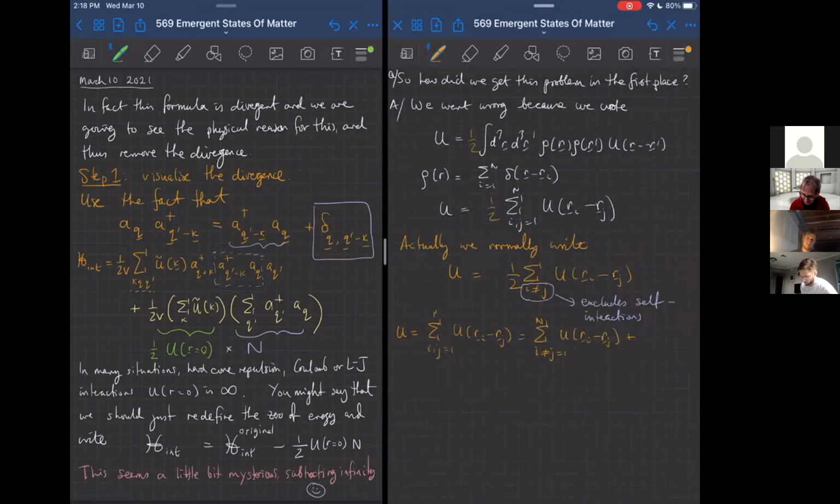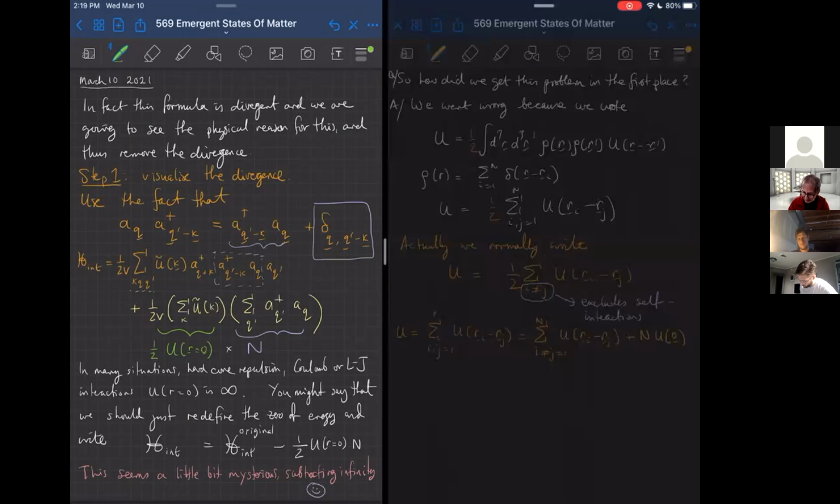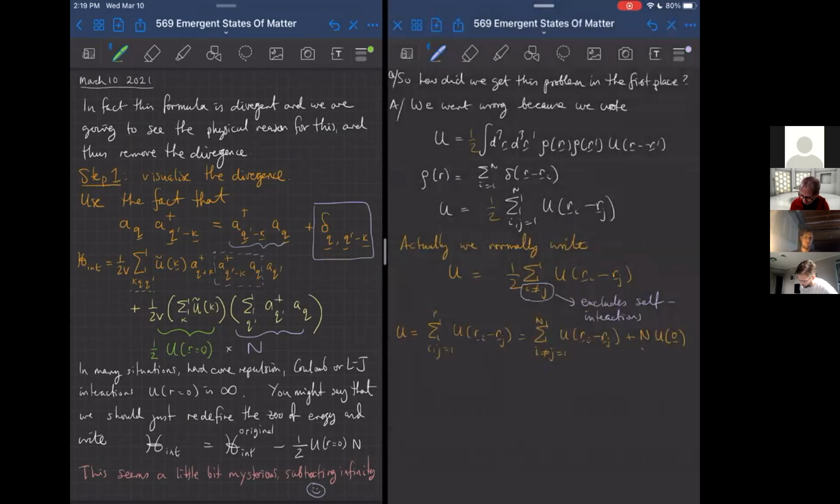Well, when we have the self interactions, i is equal to j. So what that means is that we can write this as i equals j, there's N of those. So there's N of those times the potential evaluated at zero. And of course, because i and j run from 1 to N, there are N of those. And when i is equal to j, then Ri minus Rj becomes equal to zero.